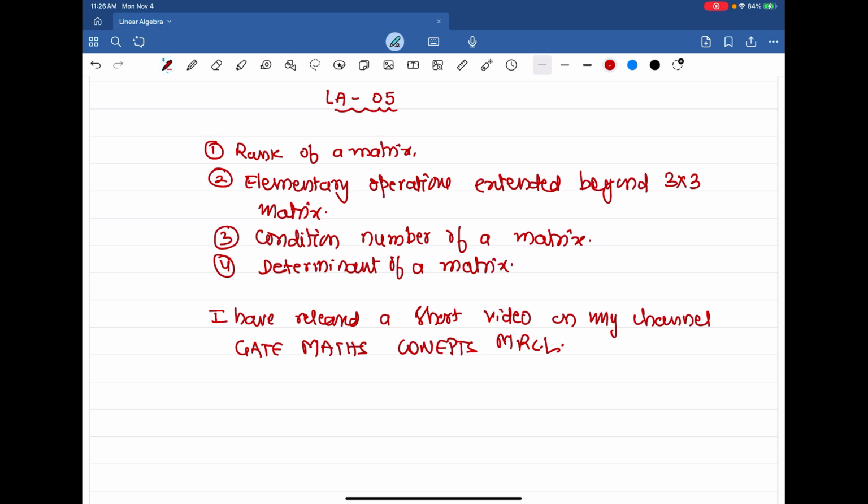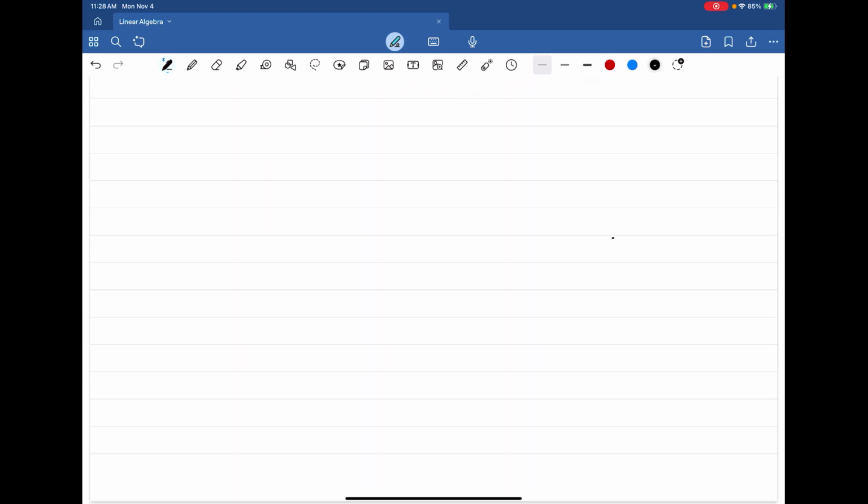Here I will explain the process in detail so that you can appreciate the easiness with which we can find the rank, we can find the inverse, we can find the condition number, and we can find the determinant even for a bigger matrix of 4 by 4 size. The same example I will be taking, and let's proceed further.